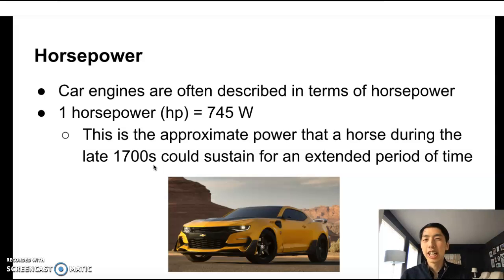So with breeding and all that, horses might be more powerful now. But back then, that was the approximate power that a horse could do for an extended period of time, like all day, because horses would work all day, plowing and doing all sorts of other work for humans. So I got close to 1 horsepower.